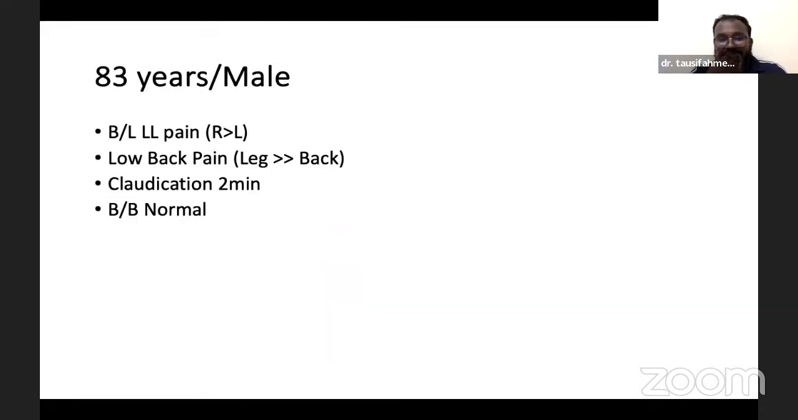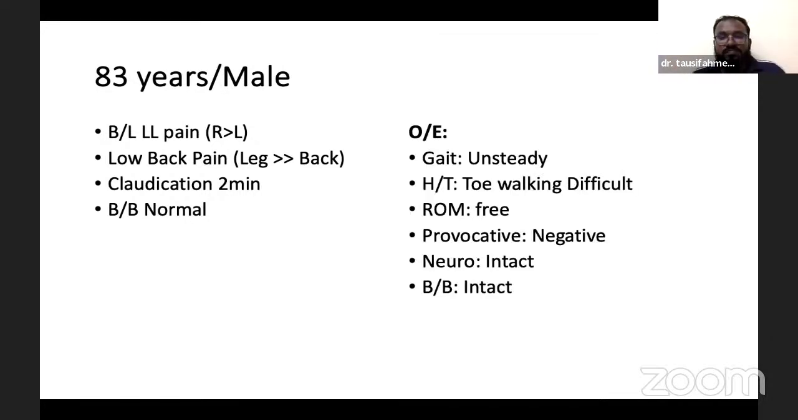So I'll take this case. He is an 83-year-old gentleman. He is complaining of bilateral lower limb pain, right more than left, and low back pain. Claudication is for 2 minutes. On examination, he is unsteady. Toe walking is difficult. Range of movement is free. Provocative test is negative. Neurologically, he is sensory and motor intact, and bowel and bladder are intact.